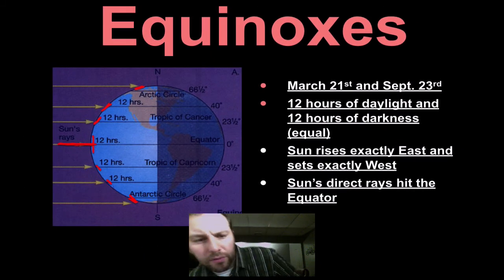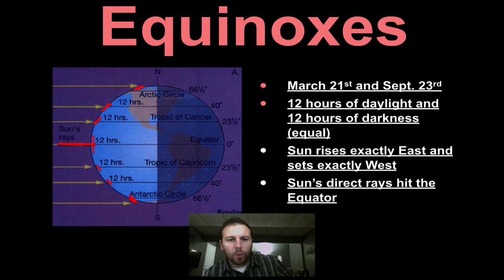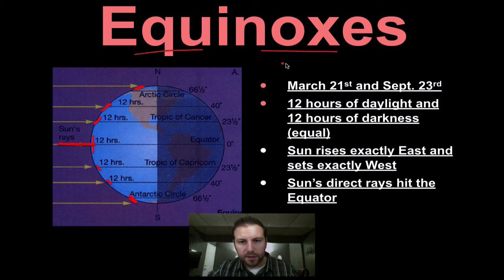The equinoxes are relatively easy. Whether it's the spring or the vernal equinox, makes no difference for the most part. March 21st, September 23rd, those are the actual dates of the equinoxes. Equinox, we see the word equal, nox, night. So we have equal hours of day and night. 12 hours of day, 12 hours of night.